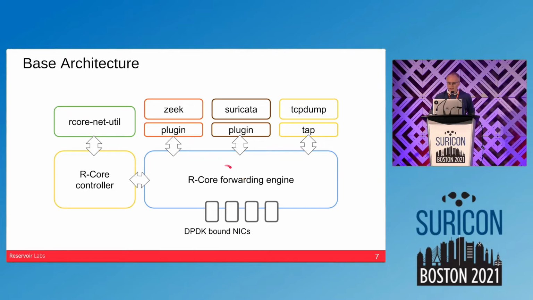And then packets are being forwarded to your applications, whether it's Zeek, Suricata, tcpdump, or tap, and it's done in a zero copy. So basically, there are reference counters and packets get cloned.